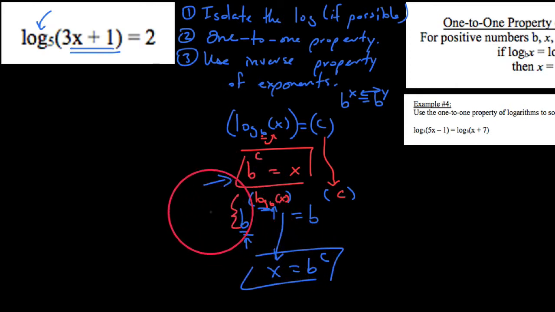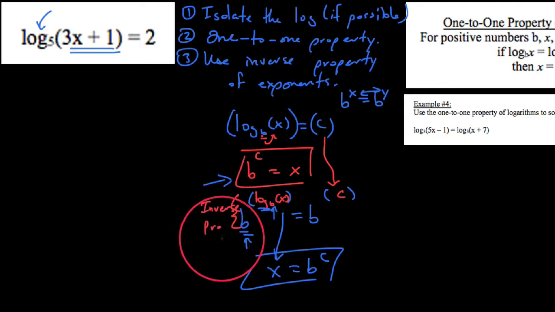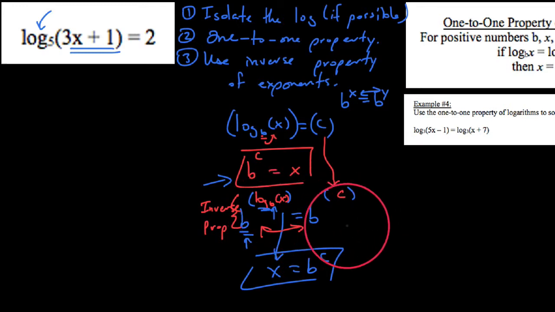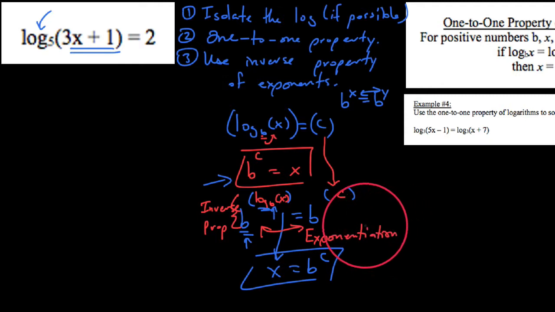We're going to be using the inverse property. And the inverse property that we used right here, basically what we did was we made both sides the exponent of some common base. So when you make this a common base on both sides and you make both sides the actual exponent, we have a name that we call this. We call it exponentiation. And when you exponentiate both sides, it's like saying we have this expression up here. By the way, number 1, isolate the log. It's already isolated on the left side.